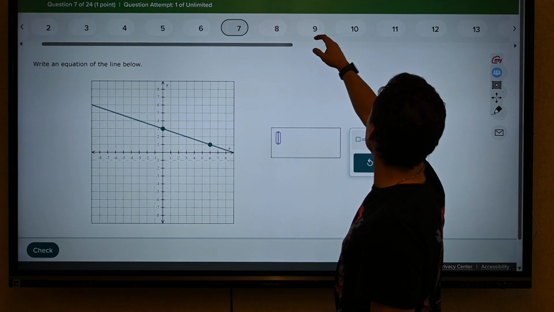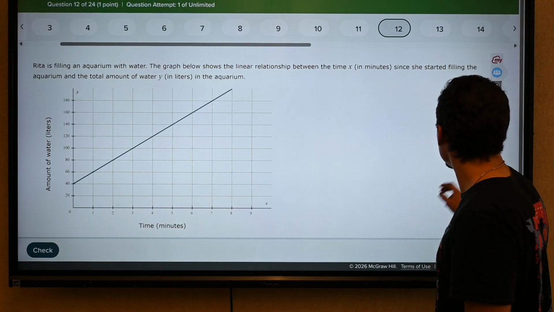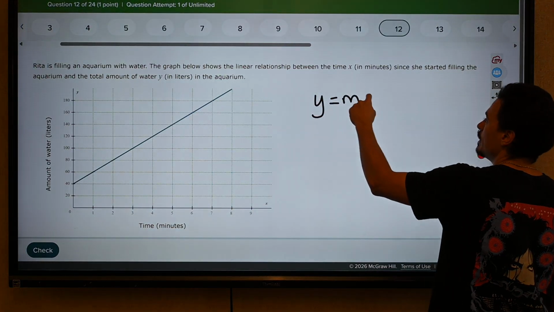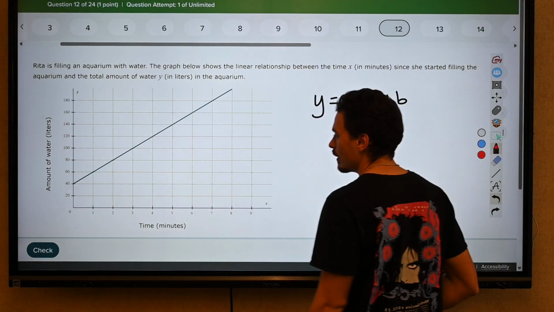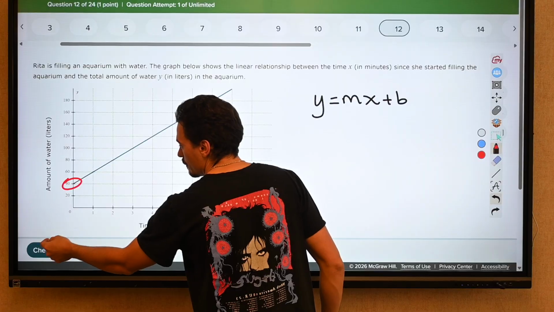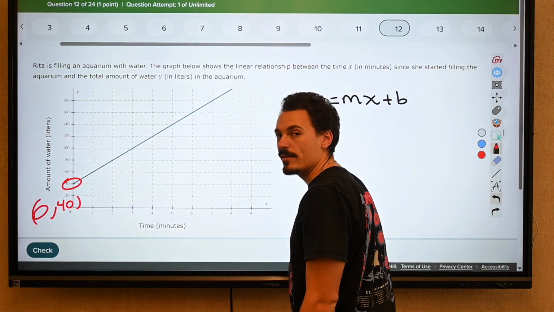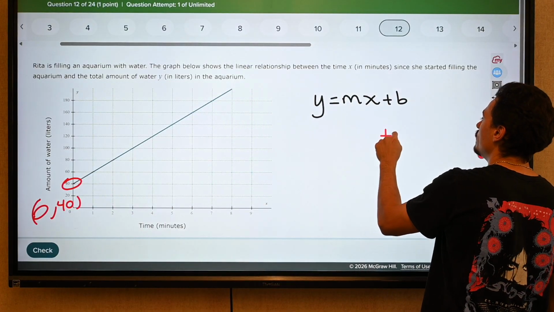Let's skip to number 12. Number 12 is another graph. I want you to write an equation. Y equals mx plus b is our equation. Right here is the point 0, 40. Our numbers are getting bigger for the y values. So our plus b would be plus 40.